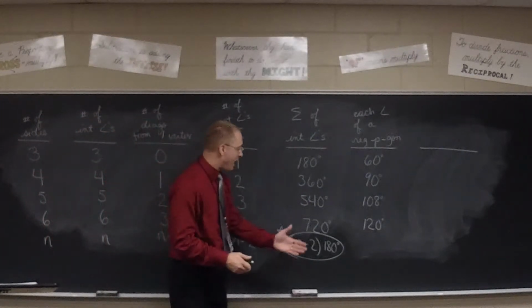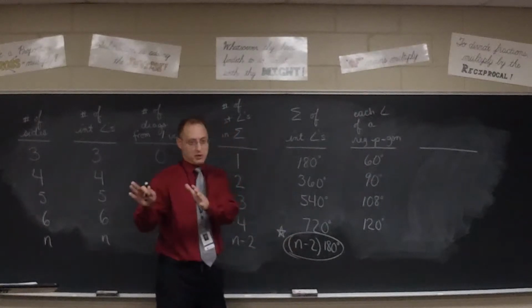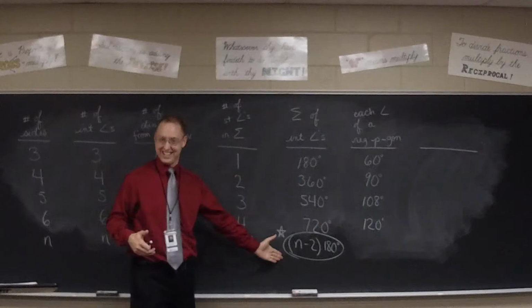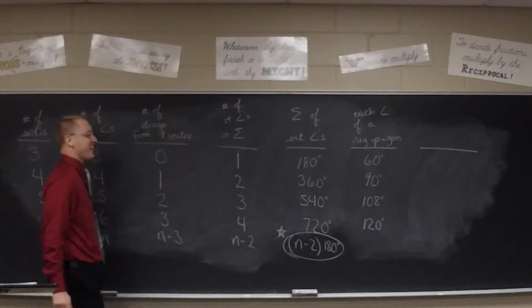Good, Genesis, you read well. N minus 2 times 180. The rest of you can read as well as Genesis, class. How do I represent the sum of all the angles? N minus 2 times 180. Good, N minus 2 times 180.